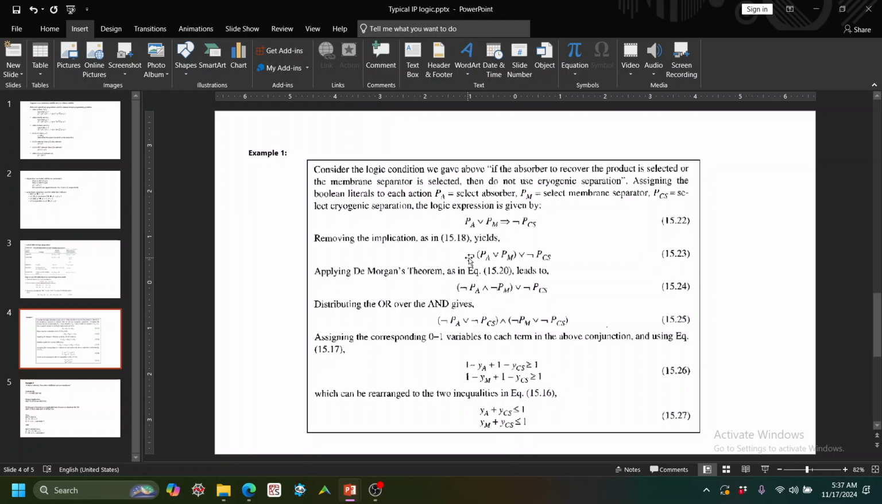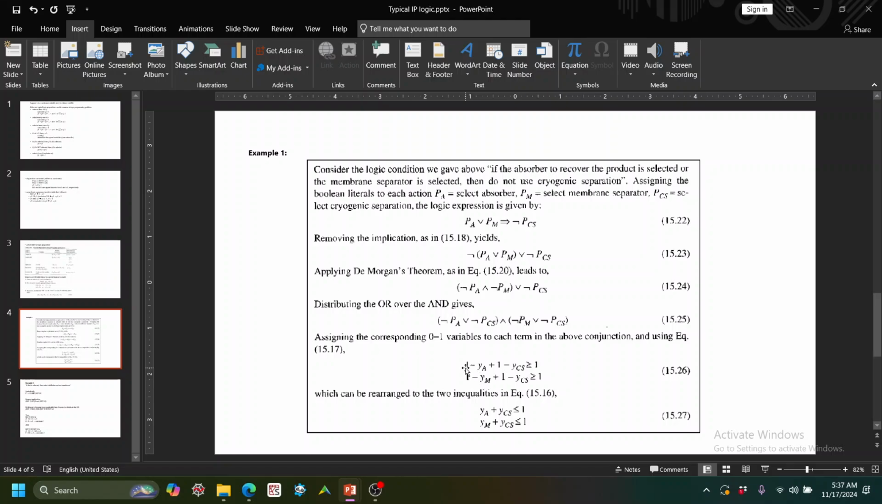In this case, we put this in. So not PA, not absorber, and not membrane in the bracket, or not cryogenic separation. And then we distribute this all into AND. So not PA or not cryogenic separation, and not membrane or not cryogenic separation. So this is then the first constraint. This is then the second constraint, because this is the AND.